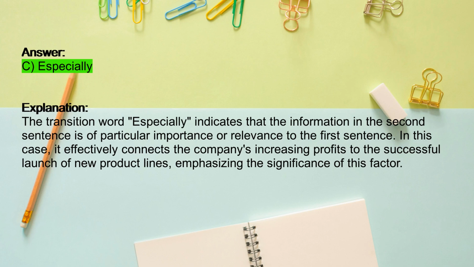The transition word especially indicates that the information in the second sentence is of particular importance or relevance to the first sentence. In this case, it effectively connects the company's increasing profits to the successful launch of new product lines, emphasizing the significance of this factor.